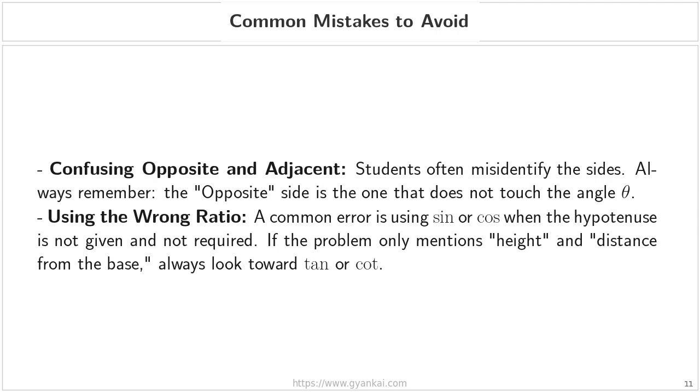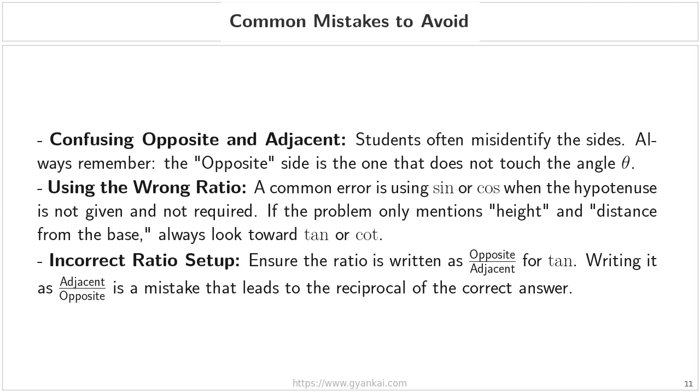Second, be careful about using the wrong ratio. As we saw in our recent examples, many problems only provide the vertical height and the horizontal distance. In these cases, the hypotenuse is not mentioned and is not needed. A common error is trying to force a sine or cosine ratio into the problem when you should be using tangent or cotangent. If the problem only mentions height and distance from the base, your mind should immediately go toward tangent or cotangent.